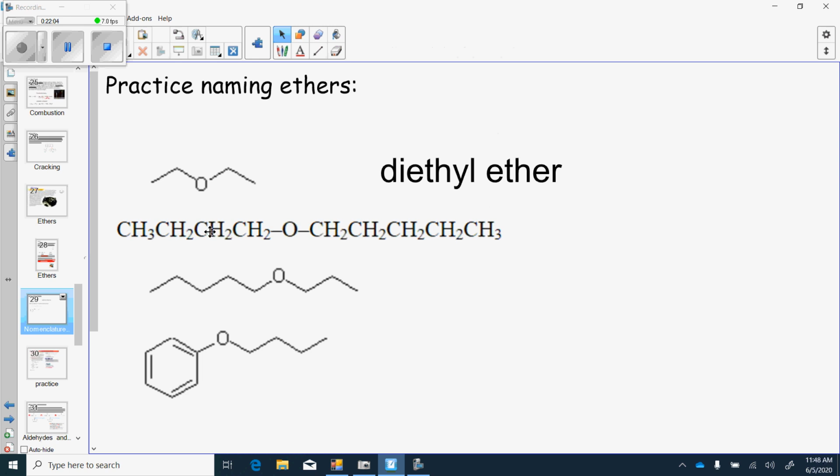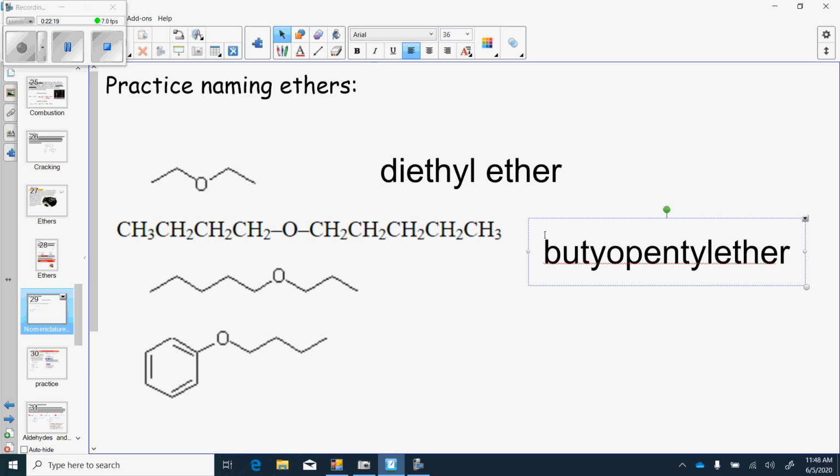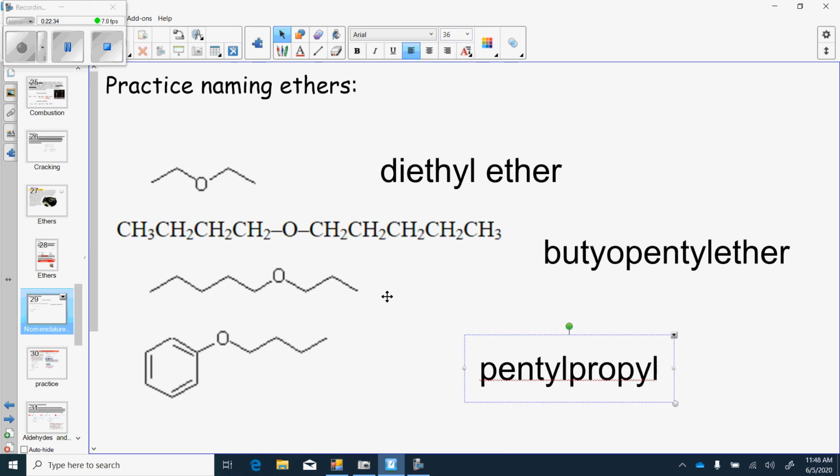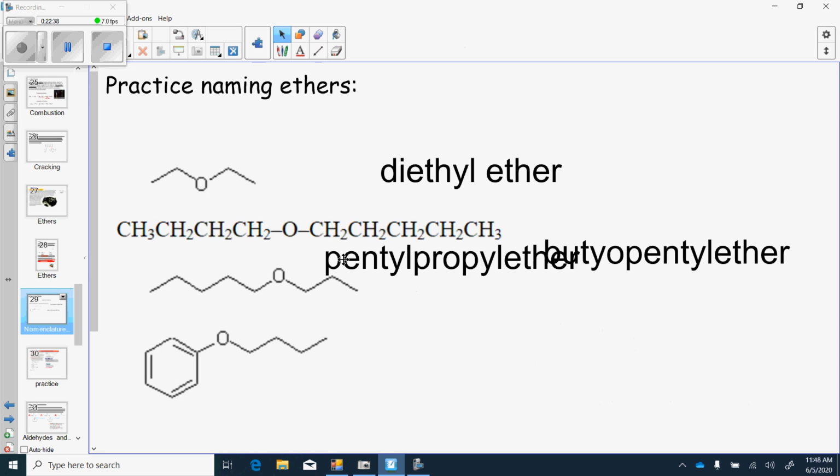Here we count 1, 2, 3, 4, 1, 2, 3, 4, 5. So this is pentyl, this is butyl, and we put it in alphabetical order. So butyl pentyl ether. Okay? Here, 1, 2, 3, 4, 5. Then your oxygen. 1, 2, 3. So pent and prop. So pentyl propyl ether. And pretty straightforward in the naming. All right?